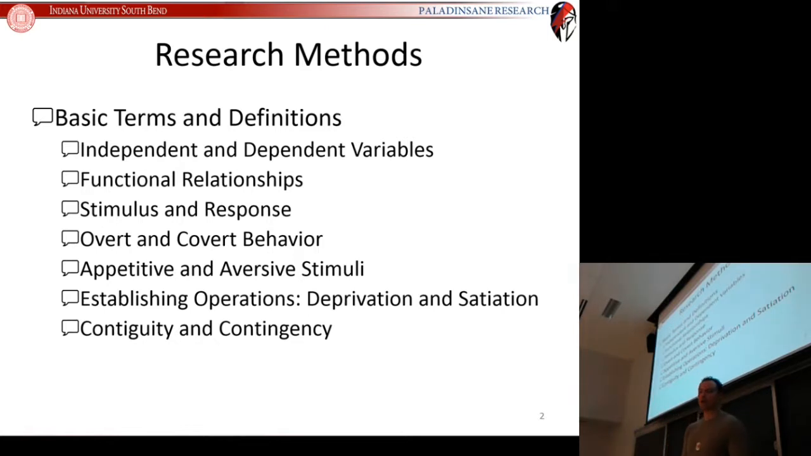So we're going to take a look at independent and dependent variables, functional relationships, stimulus and responses, overt and covert behavior, appetitive and aversive stimuli, establishing operations, deprivation and satiation, and then contiguity and contingency.